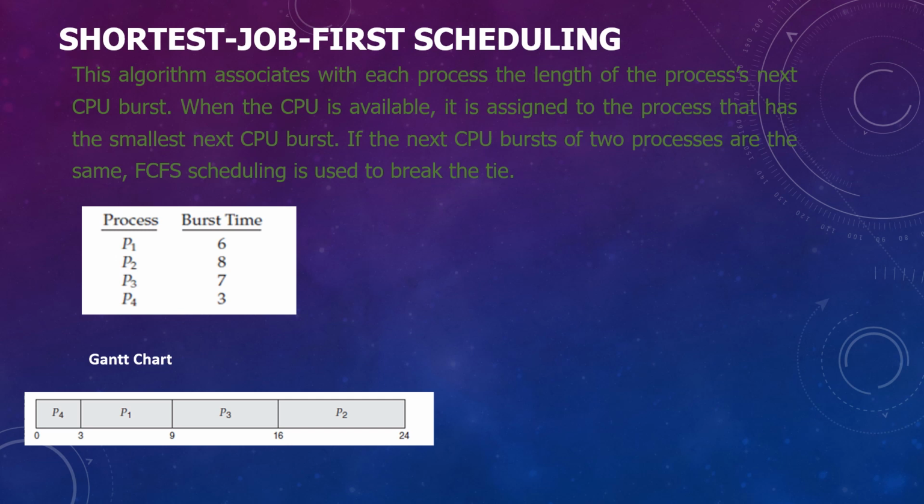That is process P2. Process P2 enters the CPU and executes for 8 milliseconds, and it leaves the CPU at the 24th millisecond. So this is the Gantt chart which shows you the order in which the processes are executed by the CPU. By this diagram, you can see at what time processes start executing on the CPU and at what time they leave the CPU.